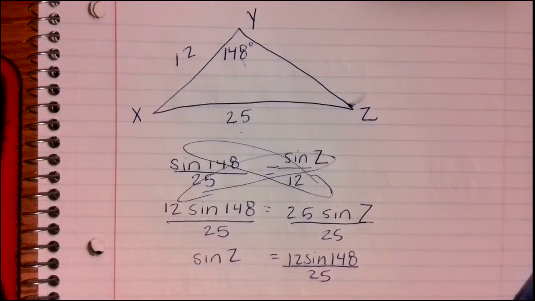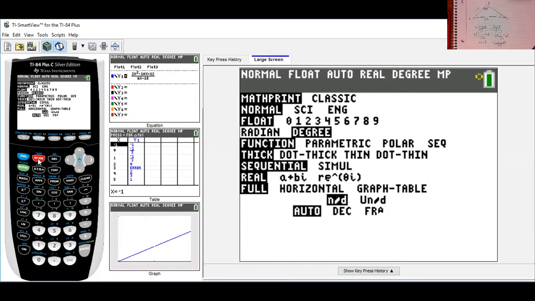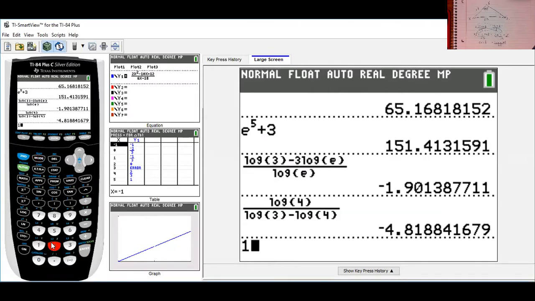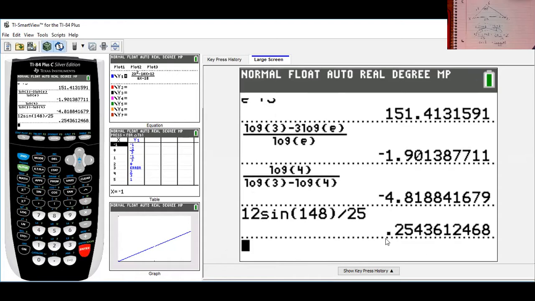Remember, you do want to be in degree mode. I'm going to hit mode and make sure that you are in degrees. If I type in 12 sine of 148 divided by 25, I'm going to get a very small decimal, and this small decimal is equal to sine of Z. So sine of Z is 0.2543, and so on. To solve for my angle Z, I will be doing inverse sine of that decimal to get my angle.